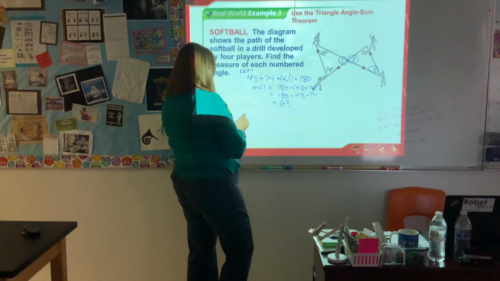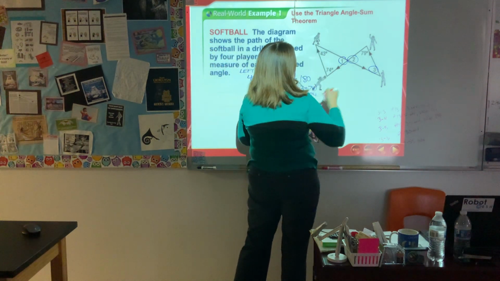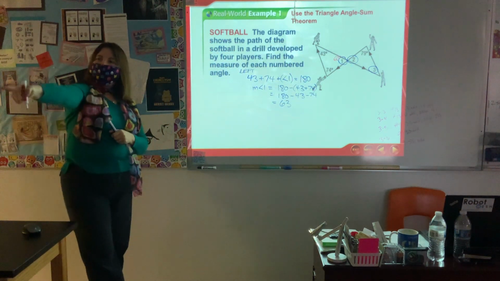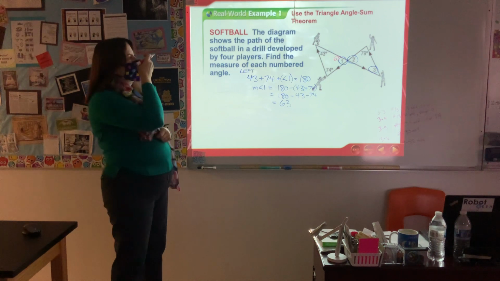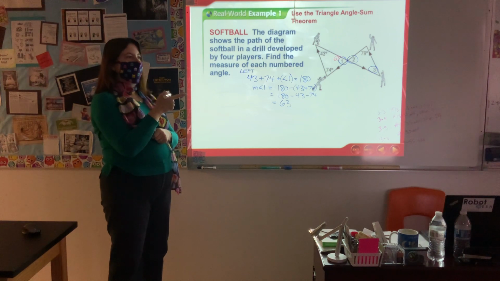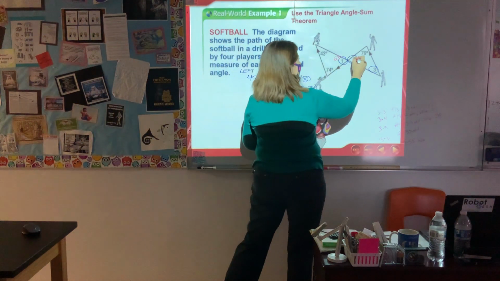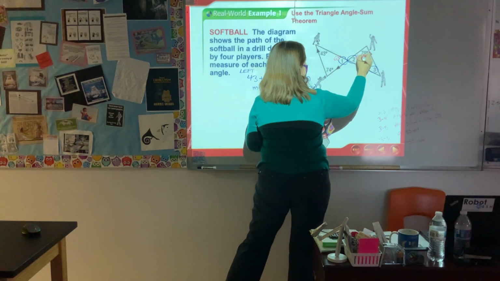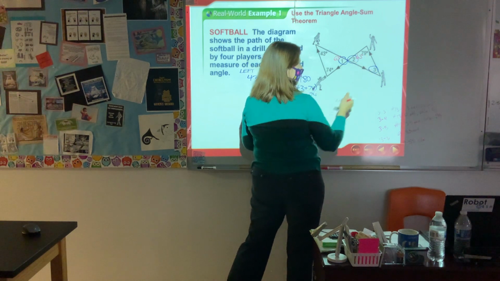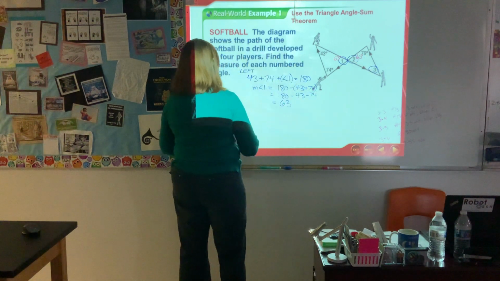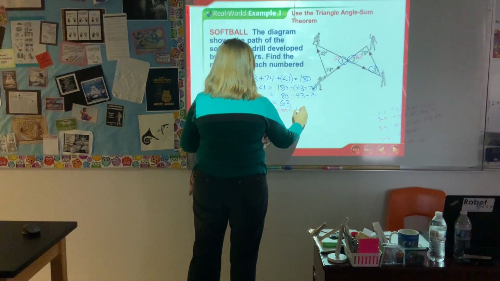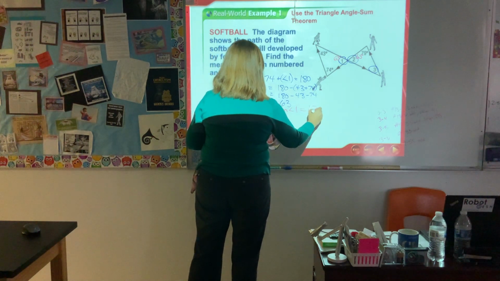So now we know that this one measures 63. Does that help us? Yes, because it'll help us figure out what angle 2 is. How do I figure out angle 2? They're vertical. Because it's a vertical angle, this is also 63. And because we know this is 63 and this is 79, can we figure out number 3? Yes. So the measure of angle 2 is equal to the measure of angle 1, which is 63.